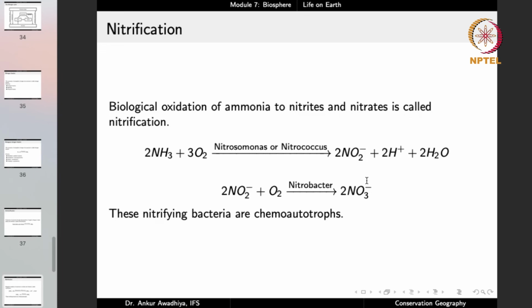Nitrification is the biological oxidation of ammonia into nitrites and nitrates, which is done by Nitrosomonas, Nitrococcus or Nitrobacter. So, in this process, ammonia is oxidized to make nitrites and nitrates. And these nitrifying bacteria are chemoautotrophs, that is, they are getting their food in this process. So, they are autotrophs, that is, they make their own food, but they are chemoautotrophs, they are not photoautotrophs. They are not doing photosynthesis, but they are getting their energy through these chemical reactions.